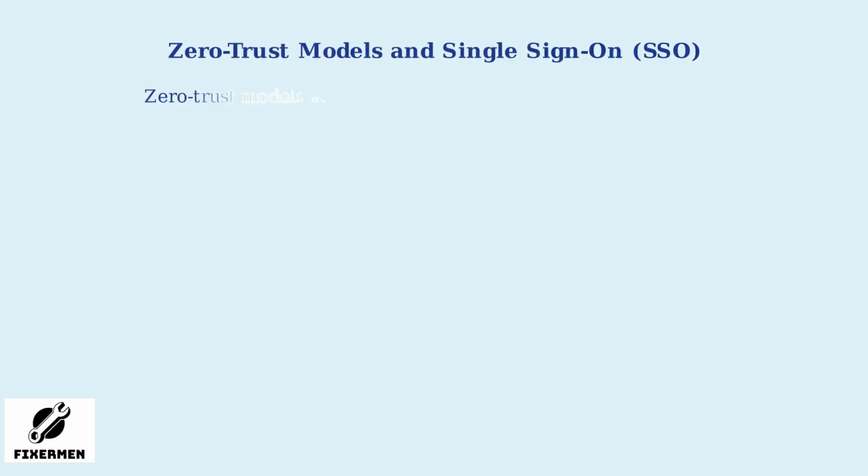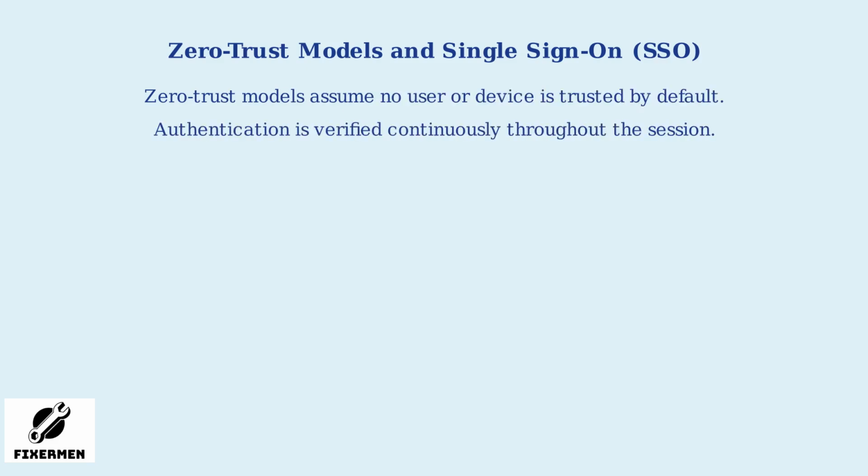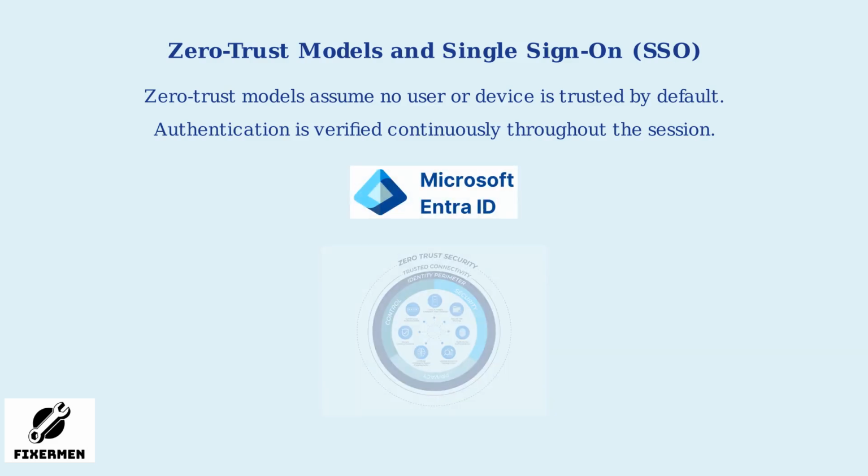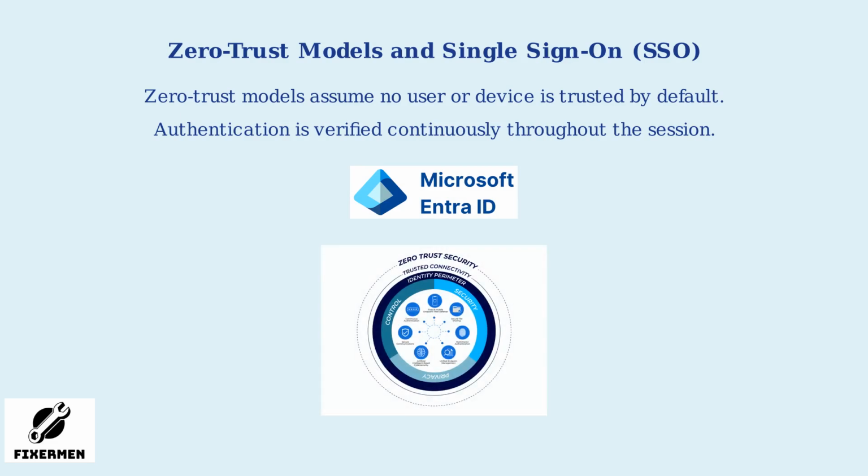Zero Trust models operate on the principle that no user or device should be inherently trusted, even within a network perimeter. Instead, authentication is verified continuously throughout each session. Tools like Microsoft Entra ID integrate Zero Trust principles, centralizing authentication and reducing the need for repeated password entries.